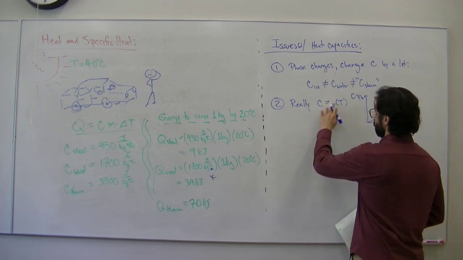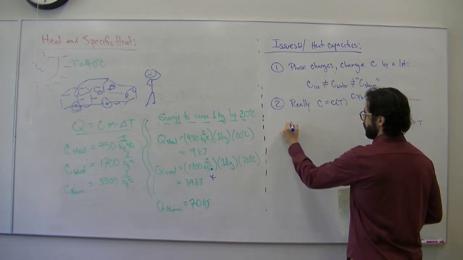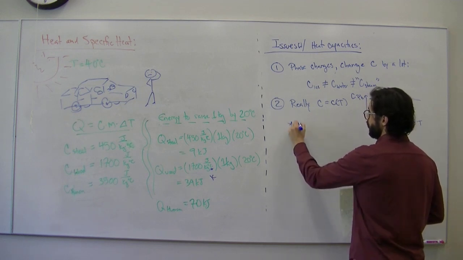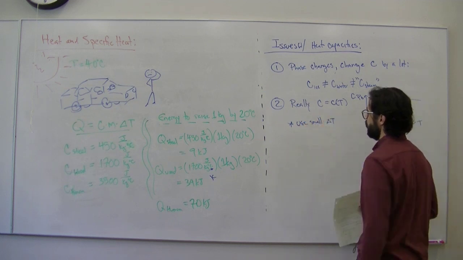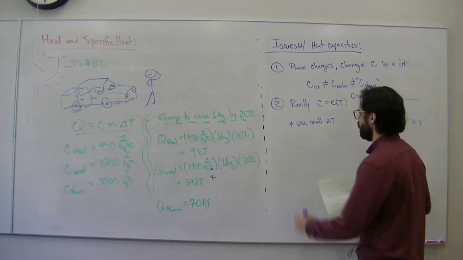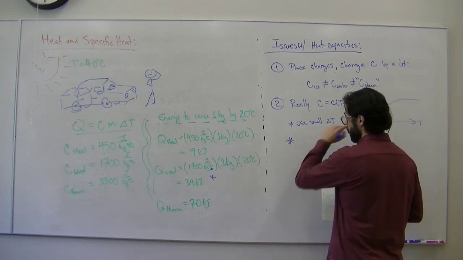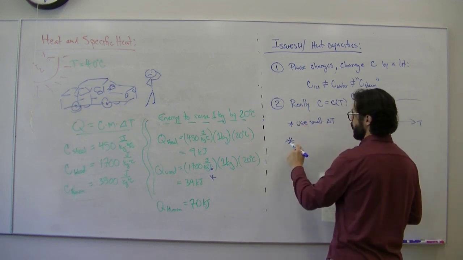So the two things that you can do to keep yourself from getting in trouble with this: use small delta T's. If you're using 10 degrees or something, totally fine. And if you're using 500 degrees, maybe you want to actually worry about this. So unfortunately, it turns into a calculus problem.